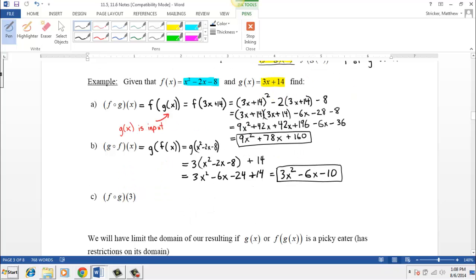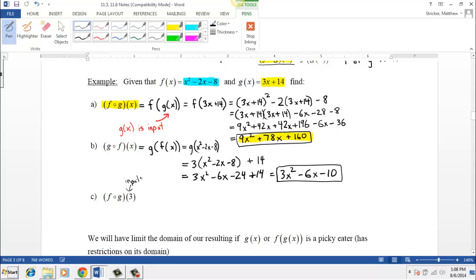Alright, so if we do this last example, we've already done all the heavy lifting for part C. We did it in part A. We found the general form, highlighted here in yellow. That is f of g of x. That's the expression we get for any x as the input into f of g. But now we have a specific x. We have when x equals 3.